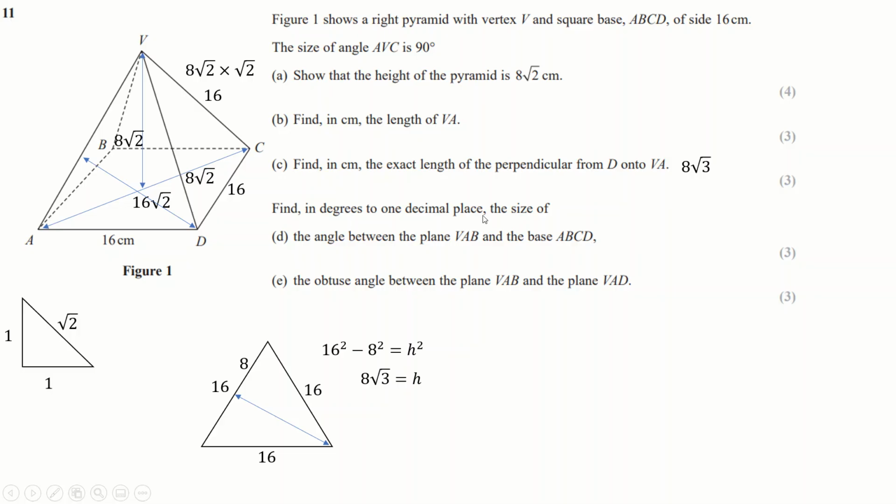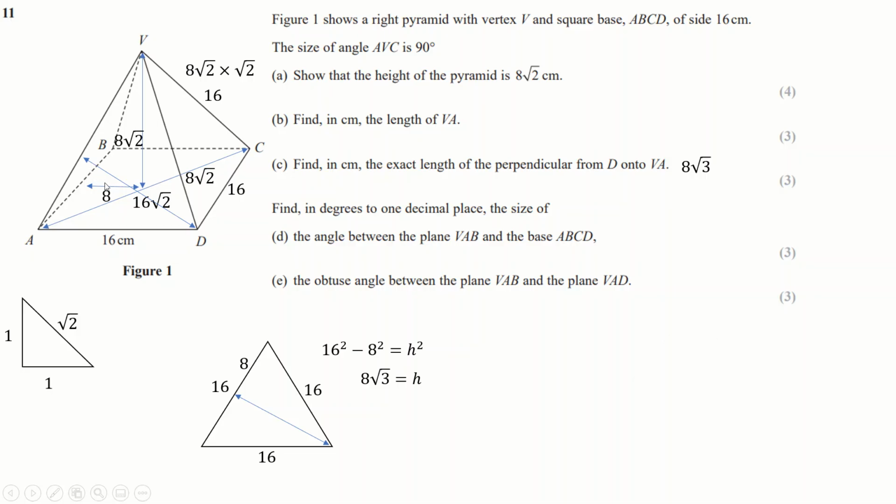Okay, so find in degrees the size of the angle between VAB, so the plane VAB, and the floor. So I'm looking for the angle that goes from this slanted face down to the floor. Now, always think about making triangles. I've got a height here of 8 root 2. I've got a length across here I can work out is just 8, because it's just half of 16. And I'm looking for this angle here.